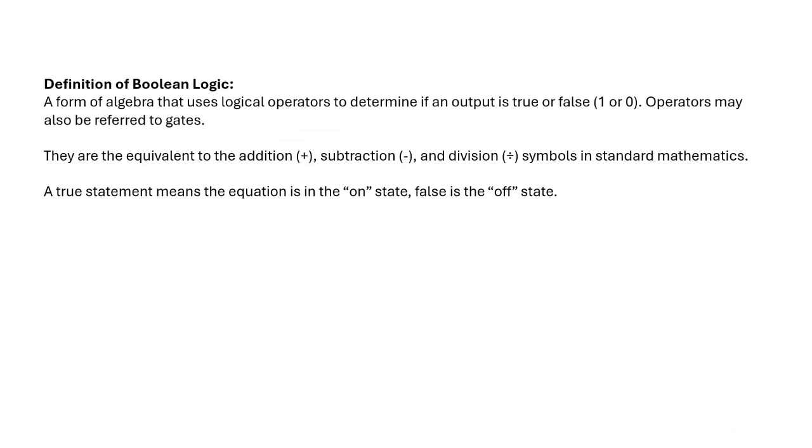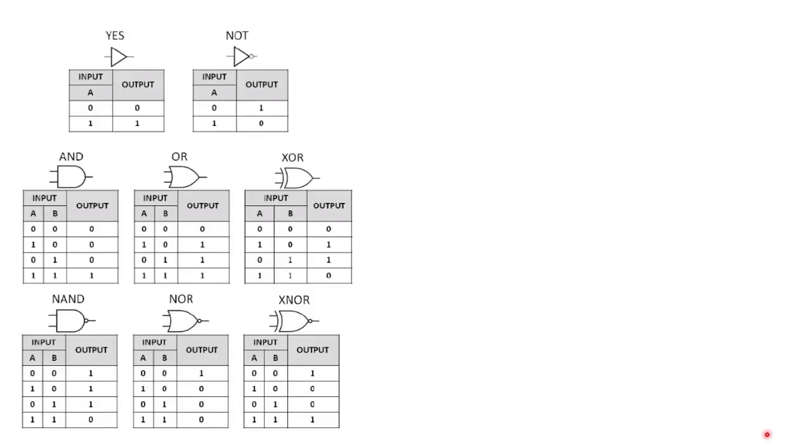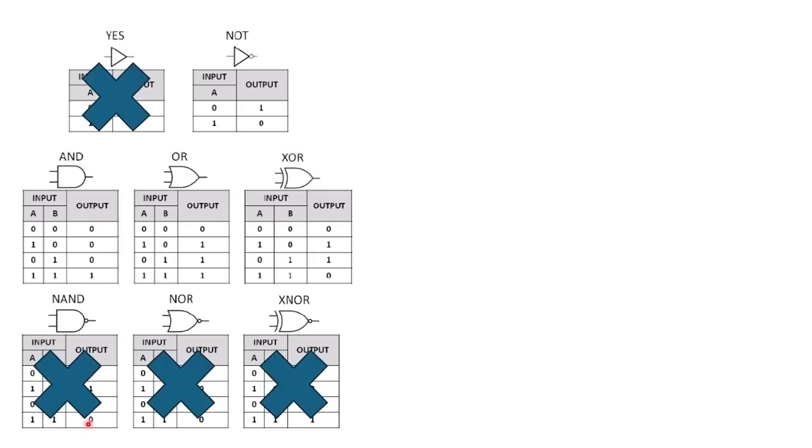Boolean logic is a form of algebra that uses logical operators to determine if the equation is either true or false. They can be referred to as gates, and those are equivalent to addition, subtraction, and division in standard mathematics. It's said that a true statement means the equation is in the on state, and a false statement means the equation is in the off state. These are the gates available for use programming in Boolean logic. We're only going to talk about 4 of them, because that's the 4 that CAMWorks uses.